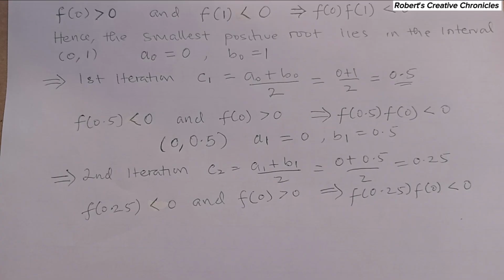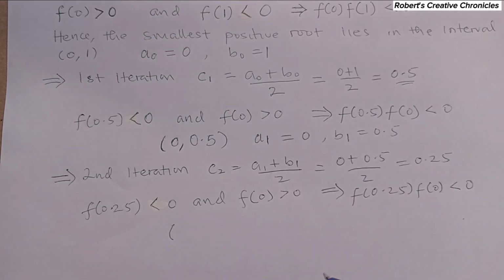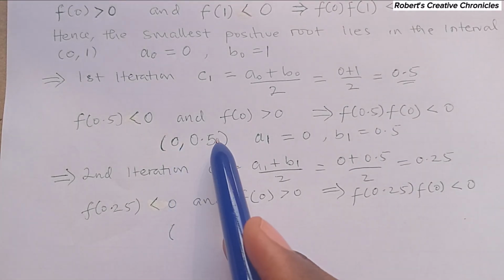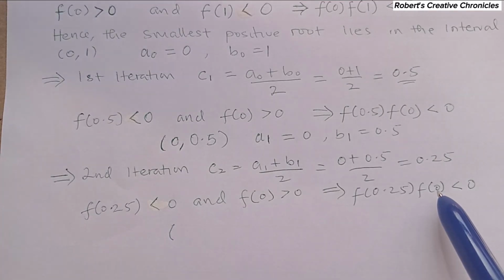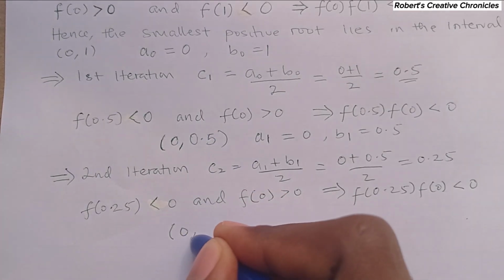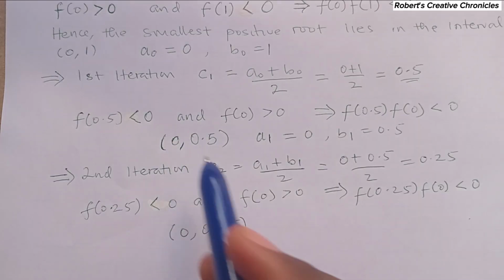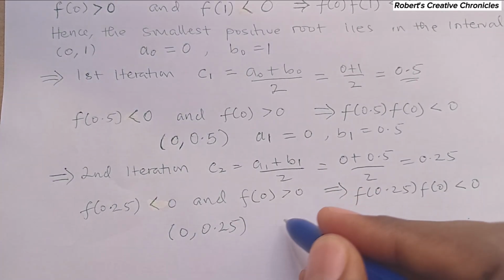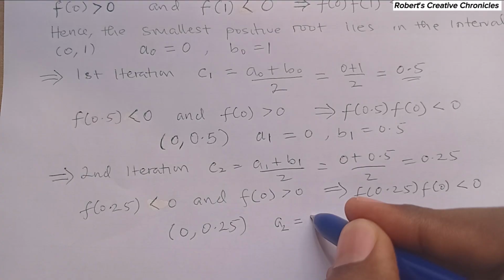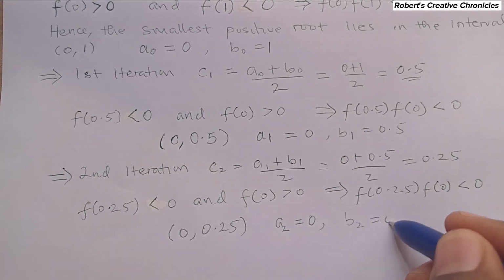So now, our interval now becomes what? In the last interval, it was 0 and 0.5. So we are still using 0, and the one that changes now is 0.5. So it will be 0, 0.25, because we are still using 0. So this 0 must still be here. So now A2 is still 0 and B2 is 0.25.